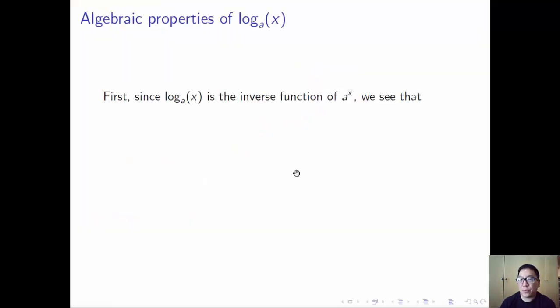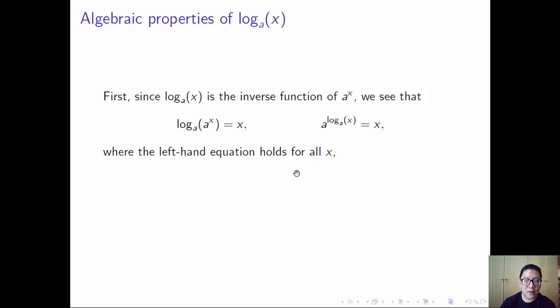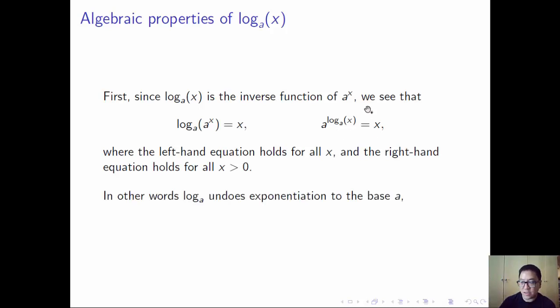Okay, turning to the algebraic properties of the log of x to the base a. First of all, since the log of x to the base a is the inverse function of a to the x, we see that the log of a to the x to the base a is x, and a raised to the power of the log of x to the base a is equal to x, where the left-hand equation holds for all values of x, and the right-hand equation holds for all x greater than 0. In other words, just as with any inverse function, the log to the base a undoes exponentiation to the base a, and vice versa.